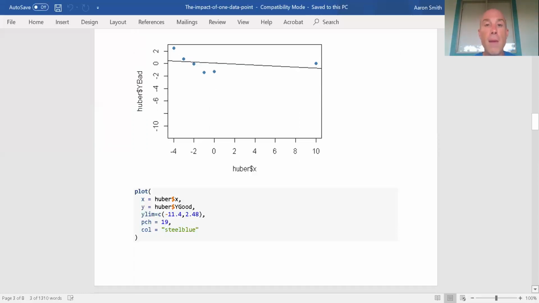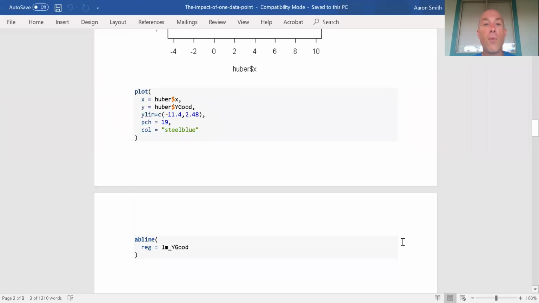All right, so now let's do the same plot, but now it's going to be for the good version of the data. So I'm taking the x coordinates, and then y good is my y coordinates. I'm using the same scale as the previous. Solid is plot character 19, and then steel blue.